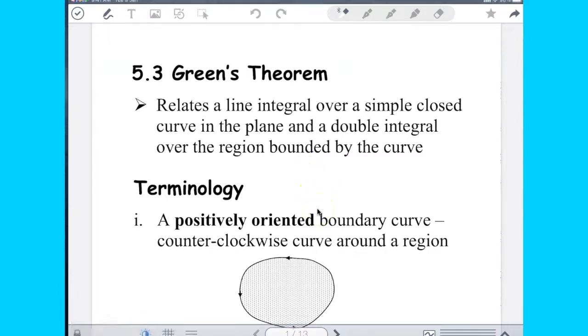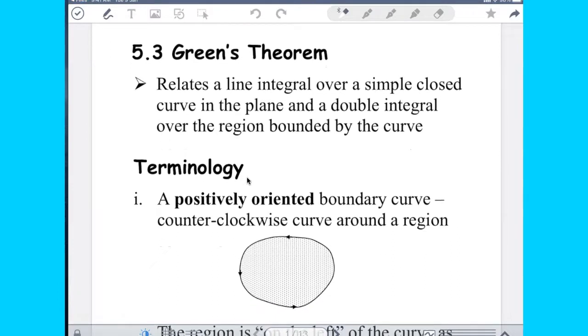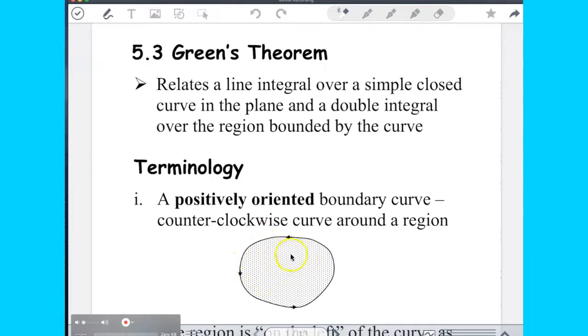Okay, before we proceed further, there are some other terminologies that you need to know. In order to use Green's theorem, the condition is that you must have a curve that is closed and simple, and must be positively oriented. Now we want to know the meaning of positively oriented and simple and connected.